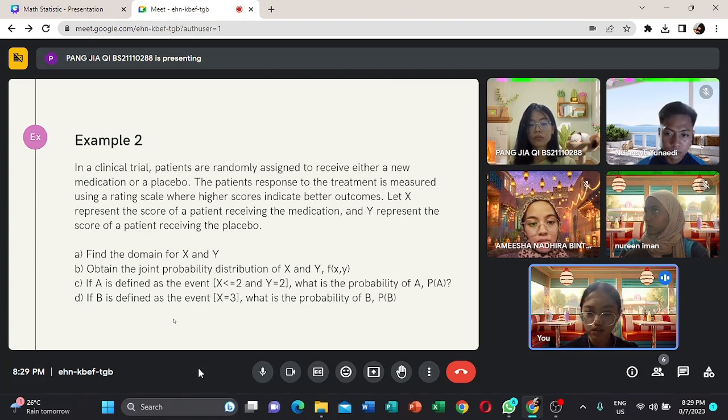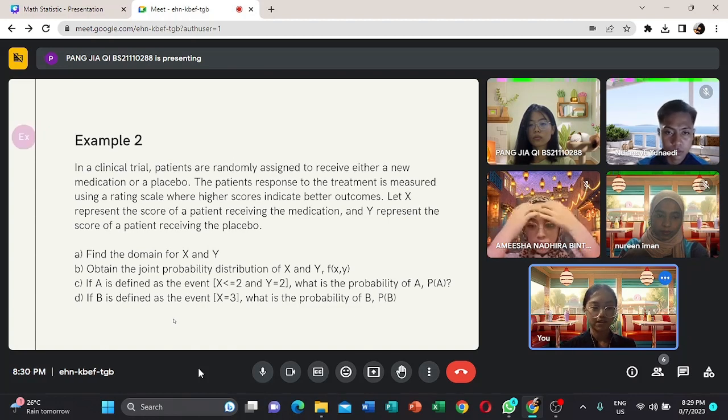B. Obtain the joint probability distribution of X and Y. C. If A is defined as the event X less than or equal to 2 and Y equals to 2, what is the probability of A? D. If B is defined as the event X equals to 3, what is the probability of B? Next slide.